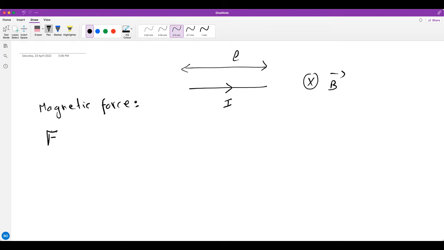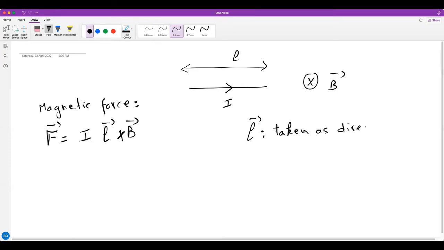It will be given by F is equal to I L vector cross B, the cross product. Now some remarks. L is taken as the direction of the current. This is very important. The direction of L is taken as the direction of the current. So this will give us a way to calculate the direction of the force.